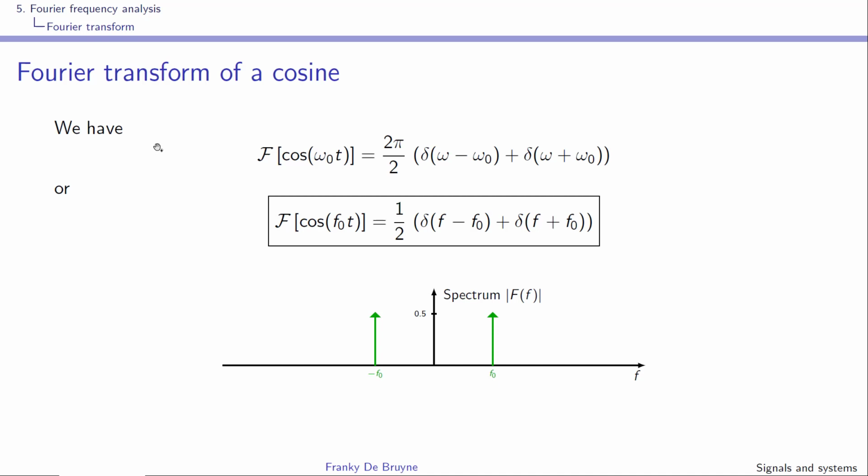Let us now have a look at the interpretation. So this is the result that we had obtained. If you write it in terms of the frequency f0, this is what you obtain. And then you can clearly see the interpretation. Remember that a cosine, and there is even an animation in the course, can be constructed from two phasors, one turning counterclockwise at the frequency f0, this is this one, and another one turning clockwise, and this corresponds to the frequency minus f0, and both phasors have an amplitude of a half. And this is clearly what you see here in the amplitude spectrum of a cosine.